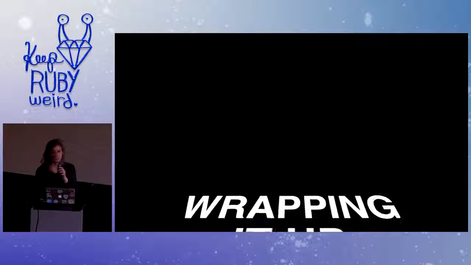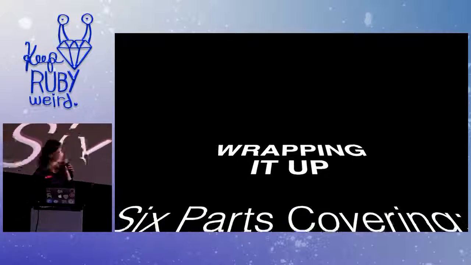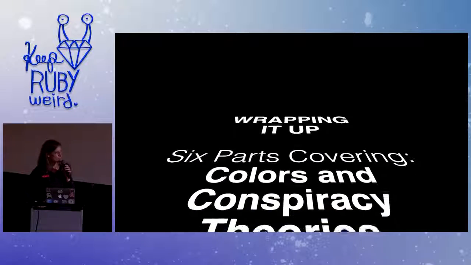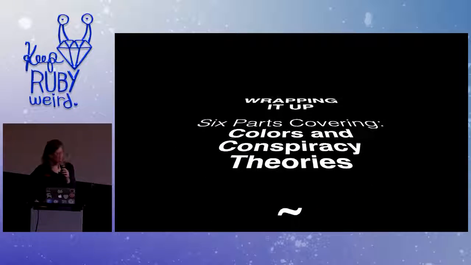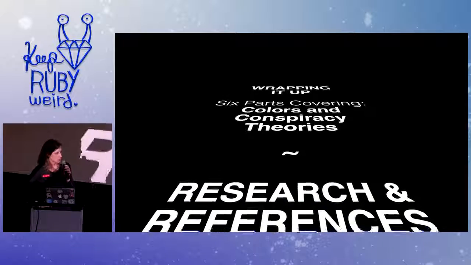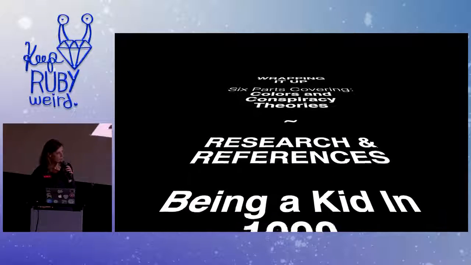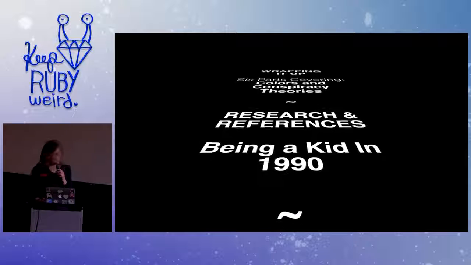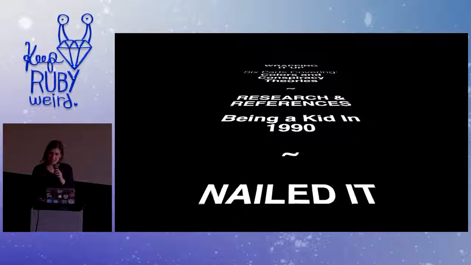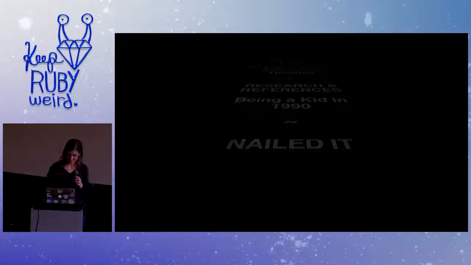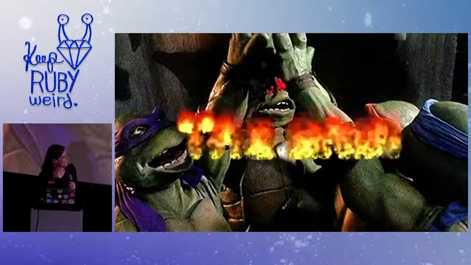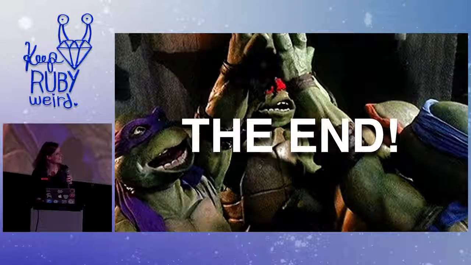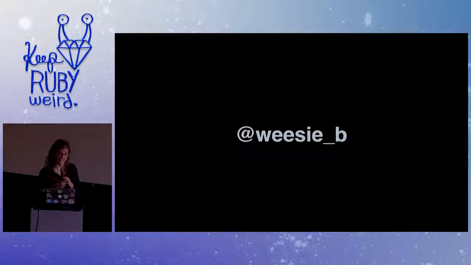So, to wrap it up, there were 6 parts. They covered colors and conspiracy theories. My research and references were exclusively from being a kid in the 90s. And I'm pretty sure that I nailed it. Yay! Wow. That was amazing.